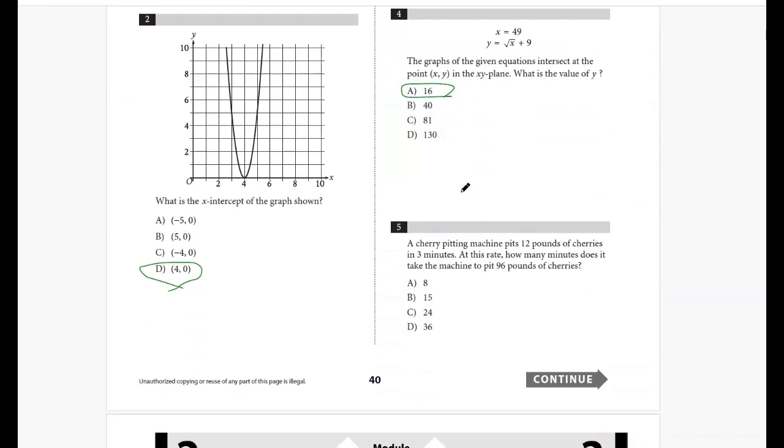A cherry pitting machine pits 12 pounds of cherries in 3 minutes. At this rate, how many minutes does it take the machine to pit 96 pounds of cherries? So we have 96 pounds. We have 12 pounds in 3 minutes. So what's 96 times 3 divided by 12? That is 24. So C is the correct answer.